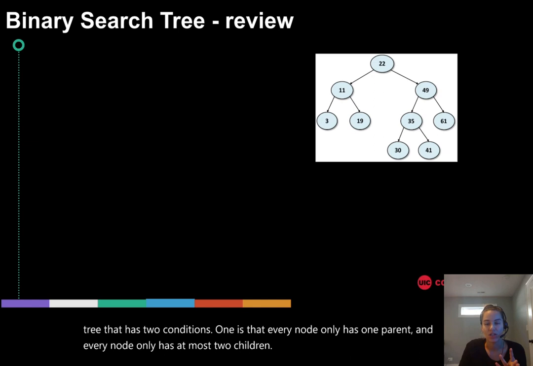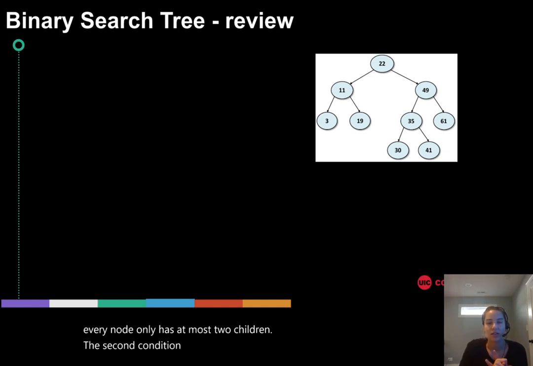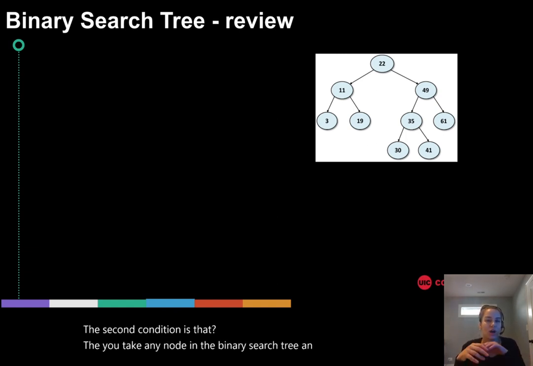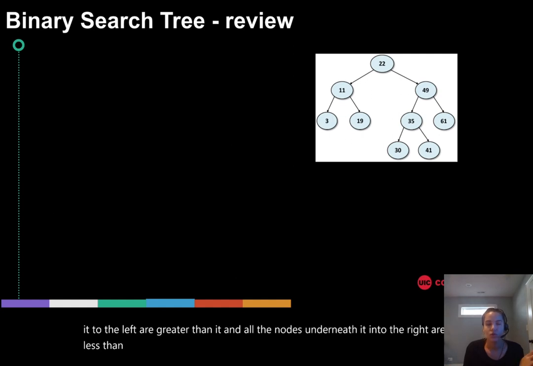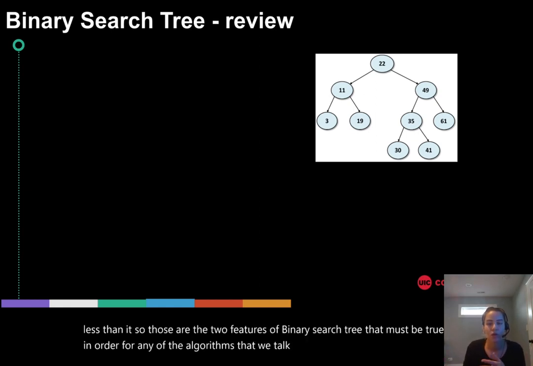The second condition is that you take any node in the binary search tree and all of the nodes underneath it to the left are greater than it, and all the nodes underneath it and to the right are less than it. So those are the two features of a binary search tree that must be true in order for any of the algorithms that we talk about going forward to be true.